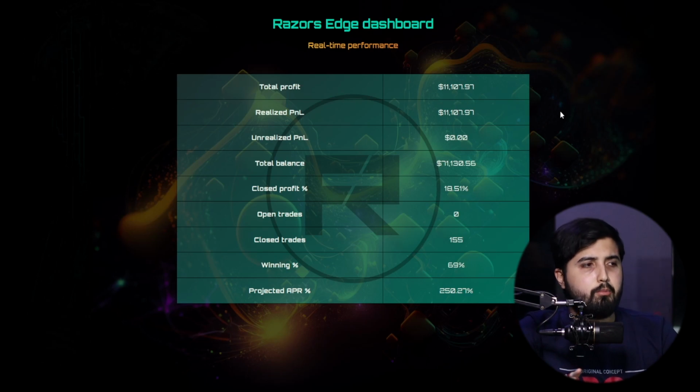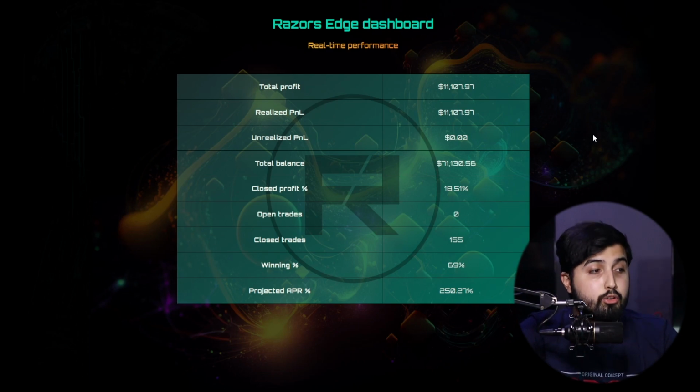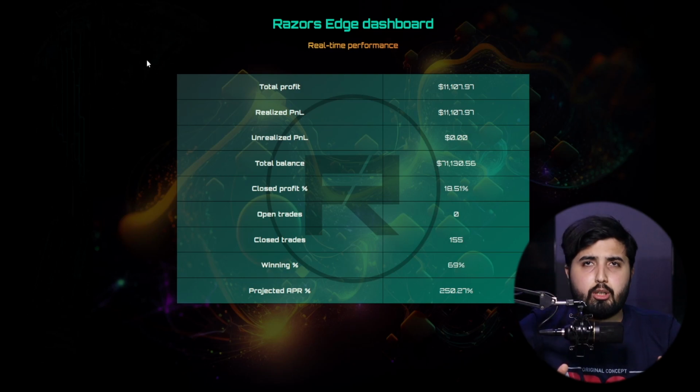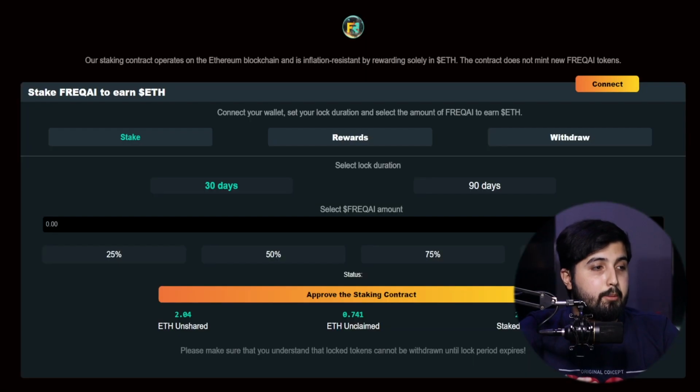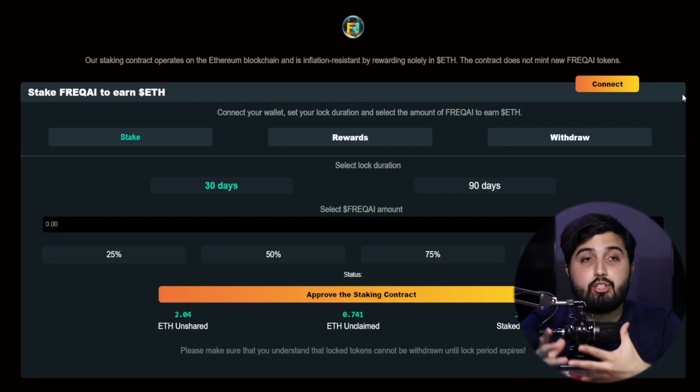So we have a total profit of about $11,000 right now, and a total balance of $71,000, a closed profit percentage of 18.51%, winning percentage of 69%, projected APR of 250%. Since it is real time, it won't be the same by the time you open up and watch this dashboard. Now here's the application where the magic actually happens.